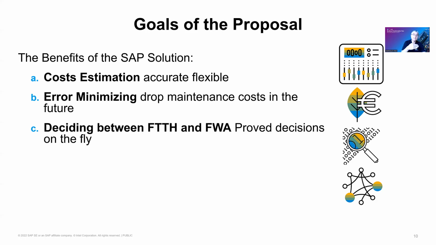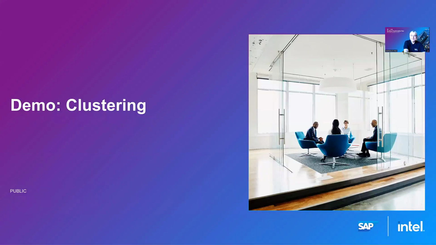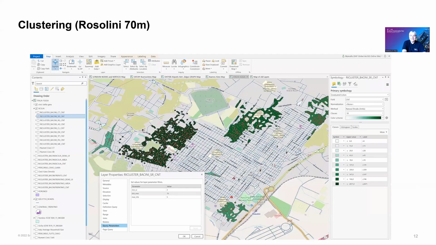The second goal is to minimize the errors, so the maintenance cost will be lower once you deploy the FTTH. And also, often reaching FTTH is combined with wireless technology to bring 1 gigabit to the same customer. Understanding, through clusters dynamically created, where it's more convenient to roll out FTTH and where it's more convenient to use FWA, you can use this platform. So clustering is the first item on the show.